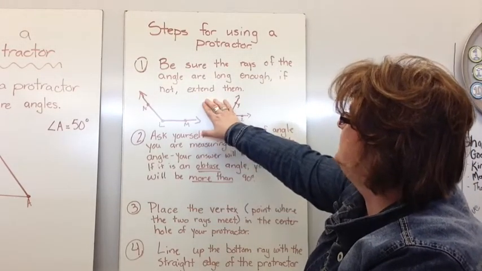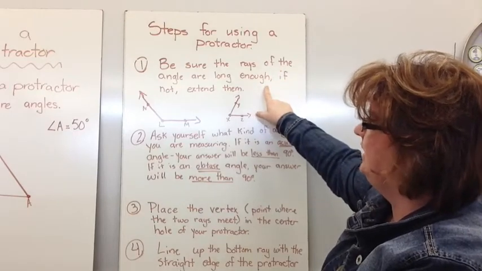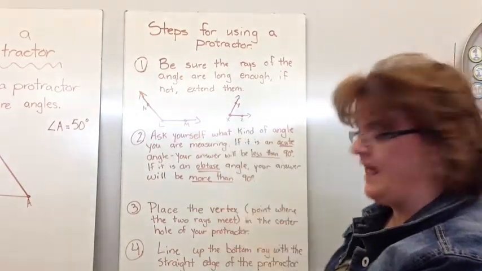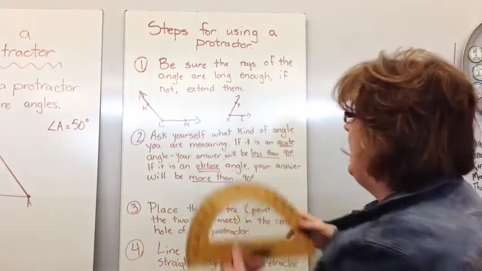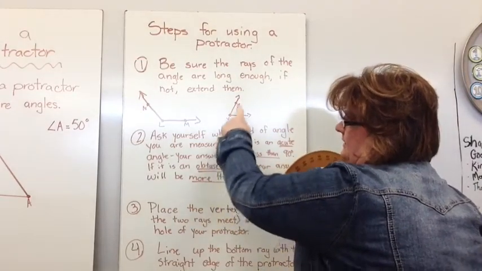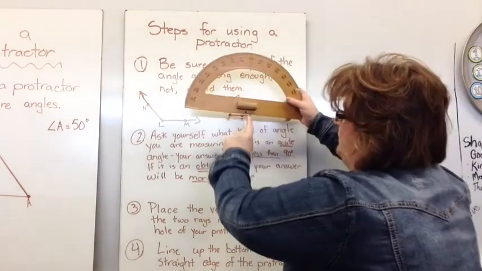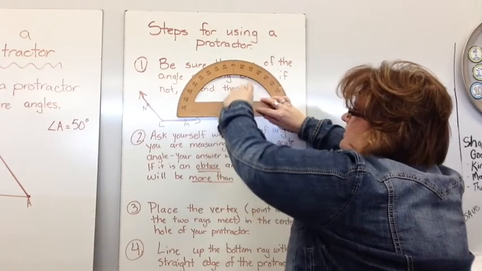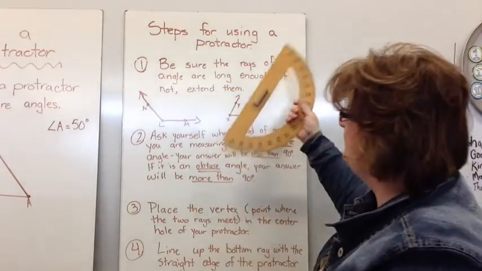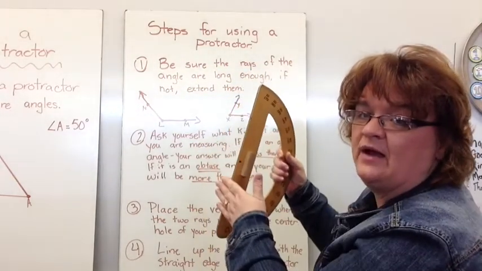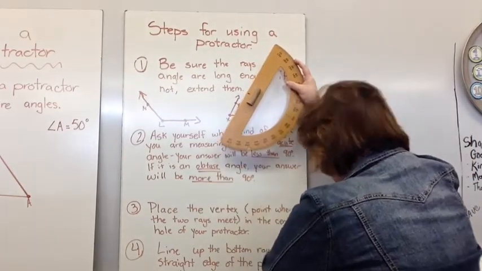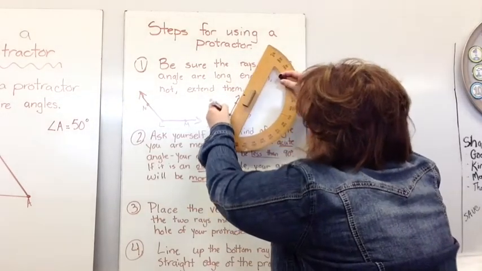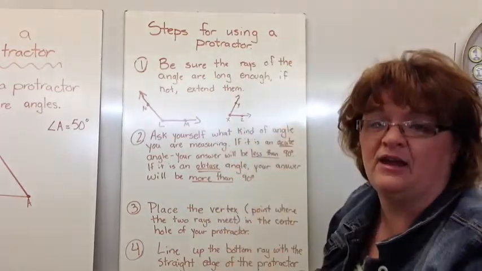Step one is to be sure that the rays of the angle are long enough. If not, extend them. Now you can see here that I've drawn two separate angles. If I took my protractor and tried to measure this angle here, angle X, I would line up my center there, and there's no way that this line here is going to reach out here. So what I would have to do is take my protractor, use the straight edge of the protractor, that's why it's there, and draw this line out. So I would extend this line out to here and then measure it.